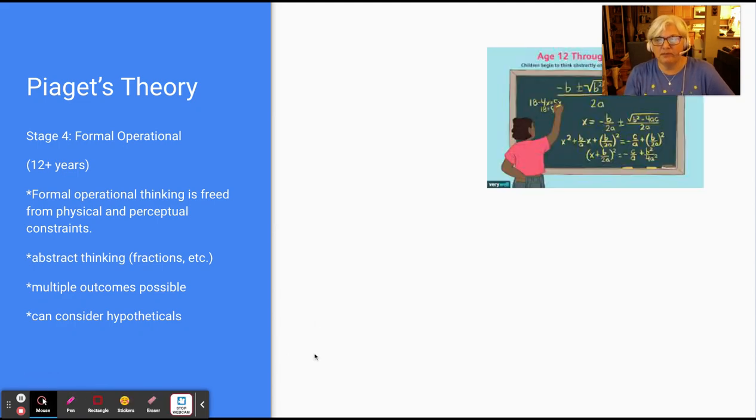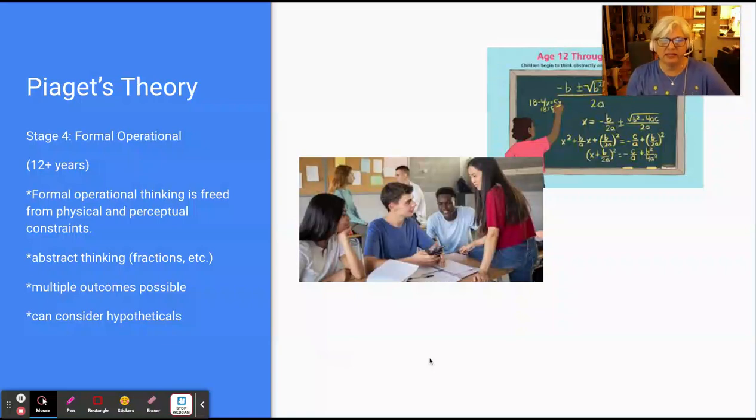In this one, operational thinking becomes a lot more conceptual. They're no longer having to have, like, if I were going to explain fractions to a child, above this, at this stage, I would be able to explain just fractions. I wouldn't have to show them pizza slices, like 3 out of 8 pizza slices. They're able to understand abstract thinking.